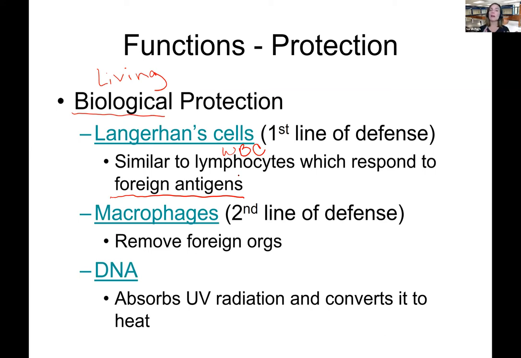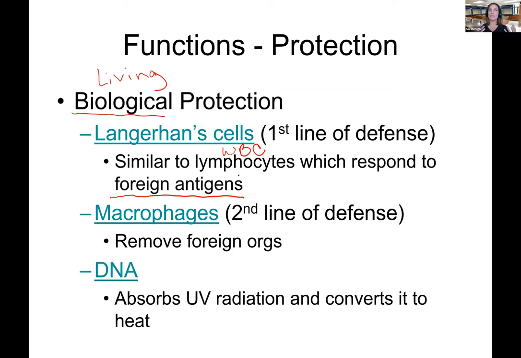Another kind of cell are macrophages. We say these are your second line of defense. So what that means is that, let's say you get a cut and a foreign antigen, like a bacterial cell, is able to make it through your skin and avoid Langerhans cells. That's your first line of defense. Well, thankfully, we have a second line of defense, and those are macrophages.